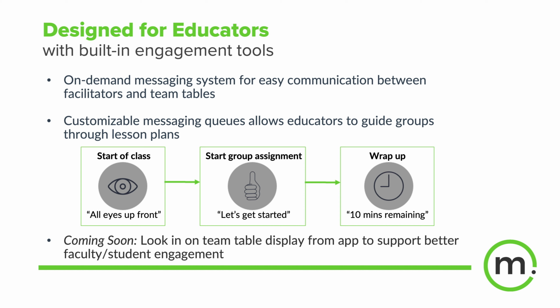So what we built was customizable message queues that allow you literally to design an icon and a message, and when you tap that in our app, it gets displayed on all the team tables right over top of the content they're doing. Their content will fade. And I'll show you that.